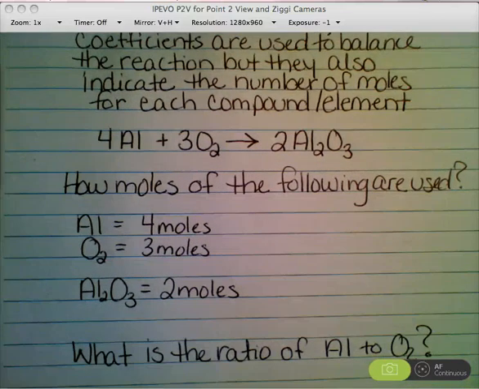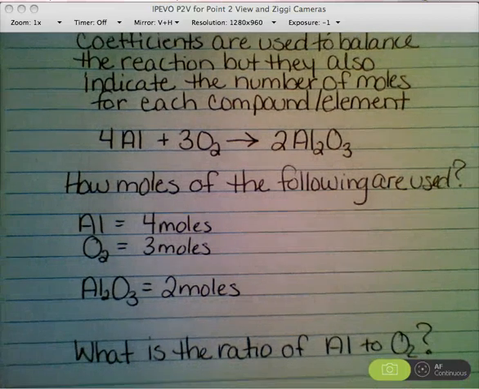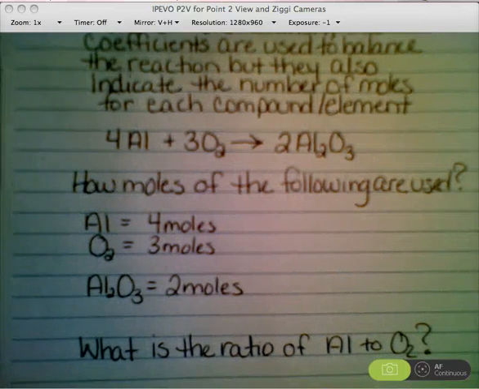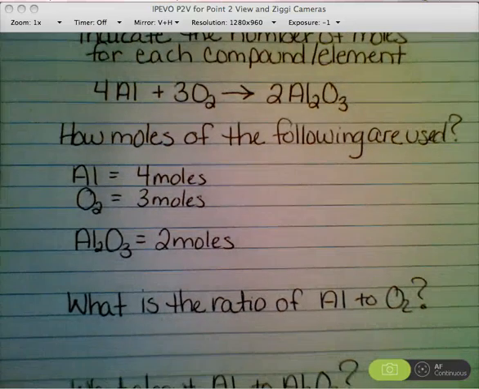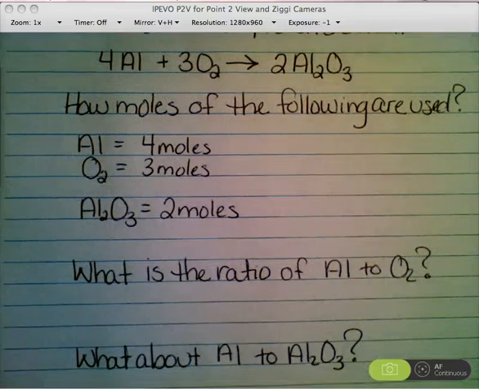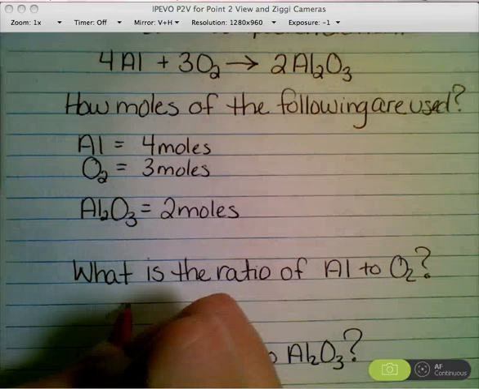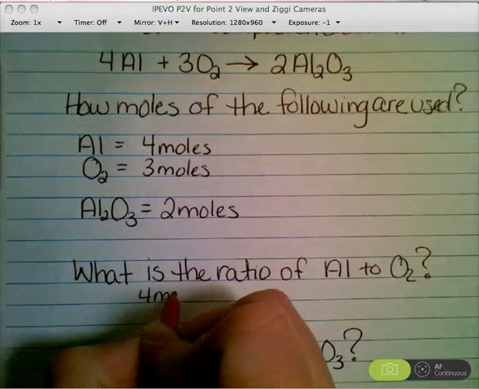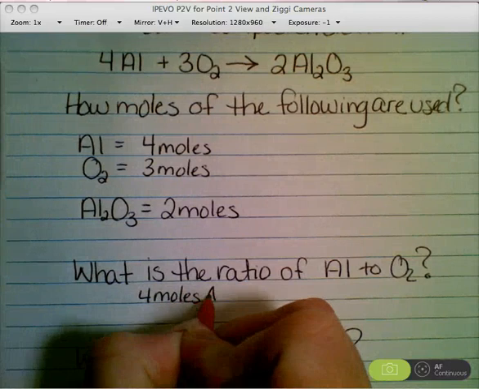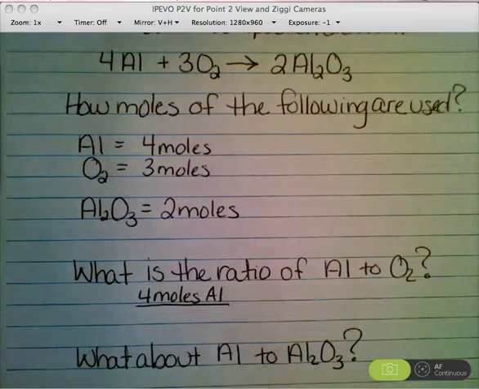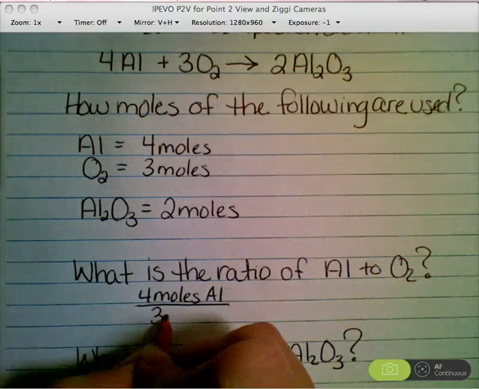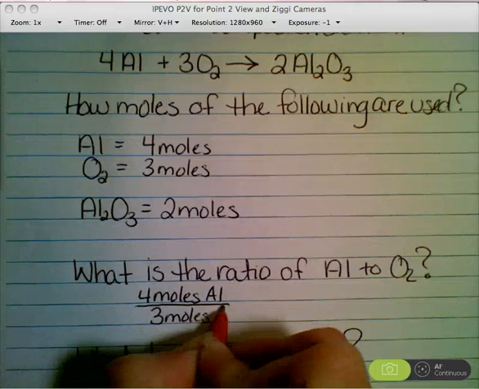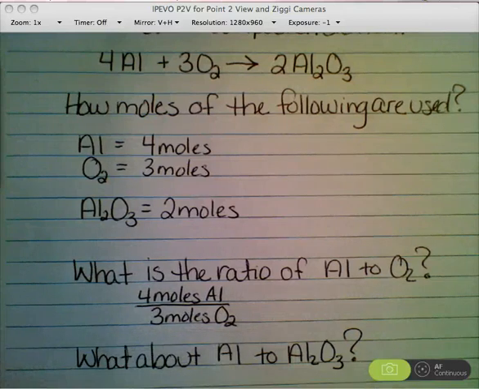So what is the ratio of aluminum to oxygen? Well, we would need to use our balanced equation above, and with our equation it says that for every 4 moles of aluminum we have 3 moles of oxygen. So there's our mole-to-mole ratio.